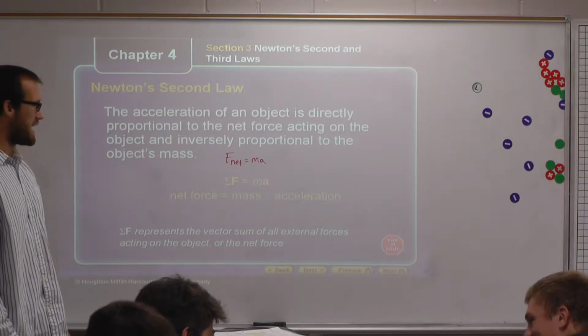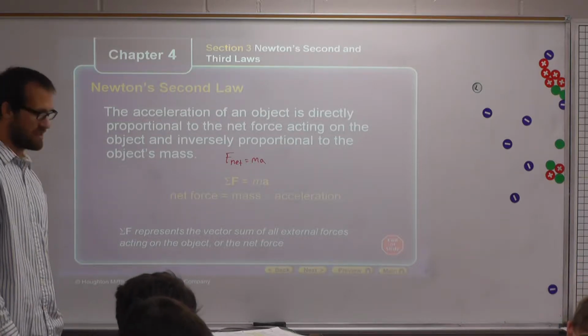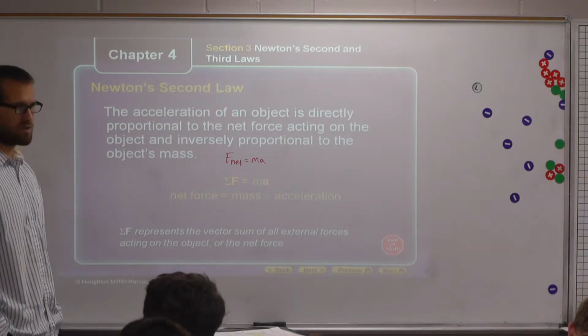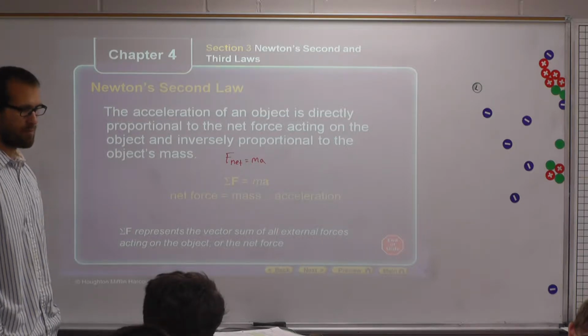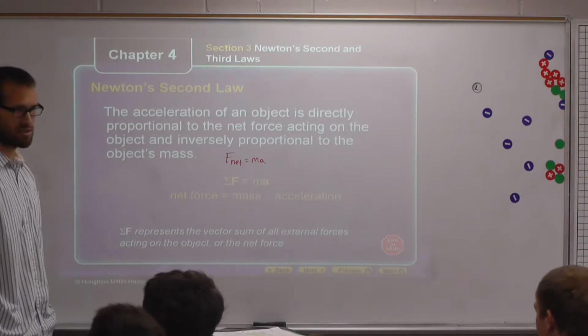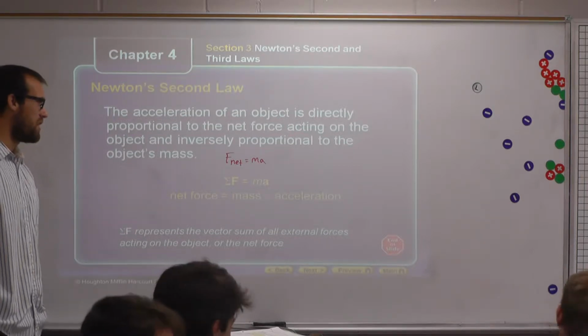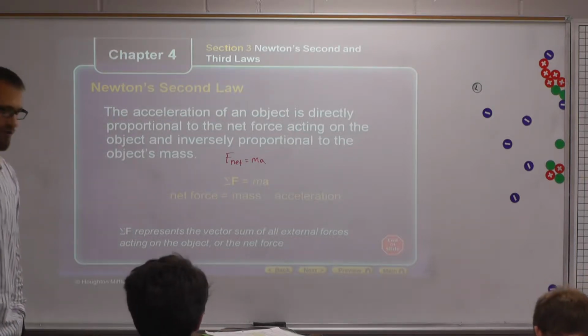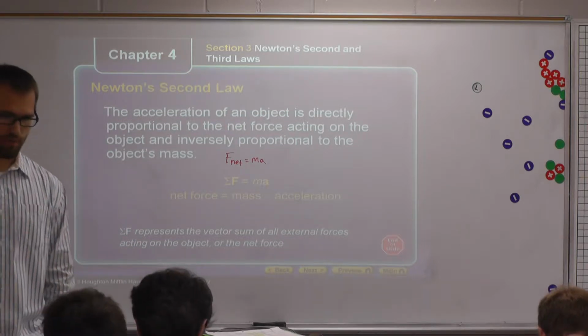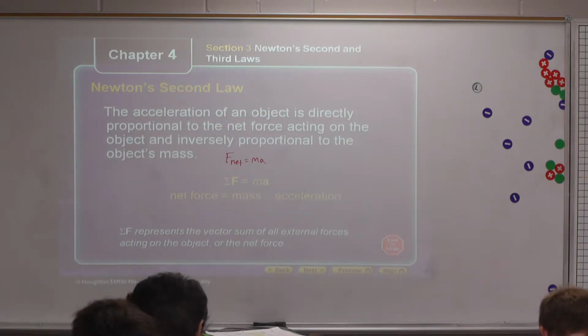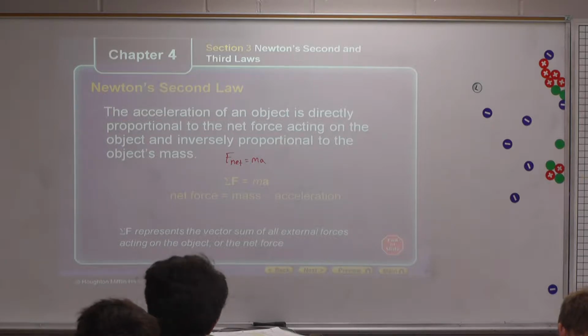Now, we talked about this yesterday. The bigger the mass, the harder it is to accelerate the object. What was that property known as? Inertia. Inertia is a property of matter. So, force and acceleration are very much related to each other. They're proportional to each other via the avenue of mass.